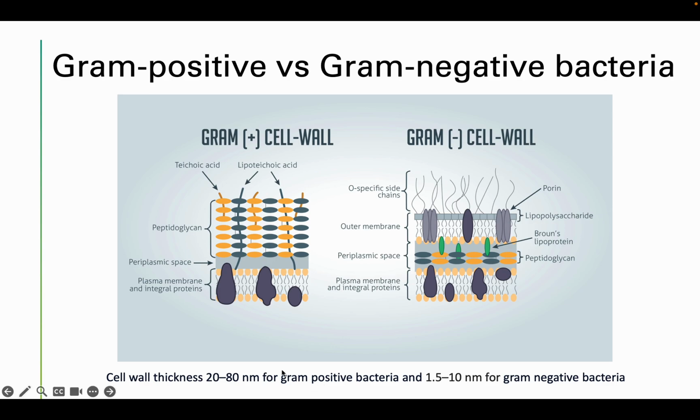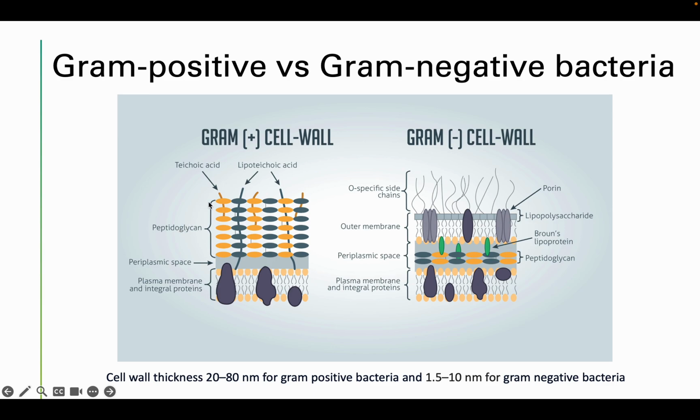So, what is the difference between the gram-positive and gram-negative bacteria? The major difference that we see is the cell wall. In the gram-positive bacteria, which is on my left, the cell wall is very thick, 20 to 80 nanometer. But for the gram-negative bacteria, it's very thin, 1.5 to 10 nanometer.